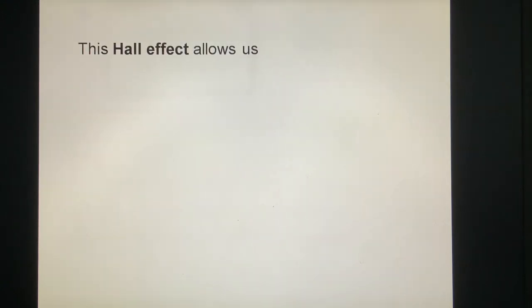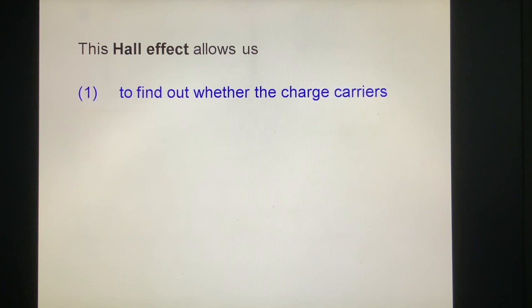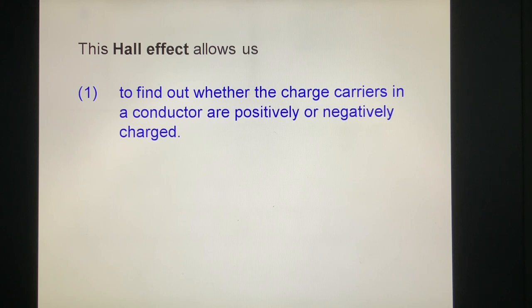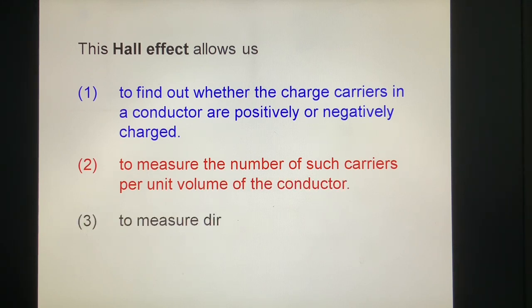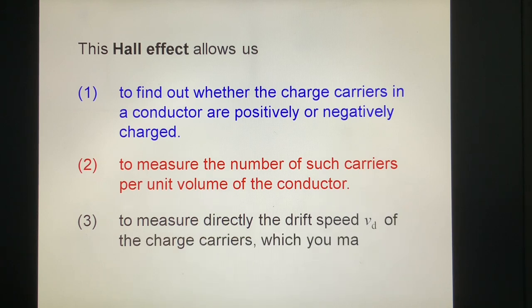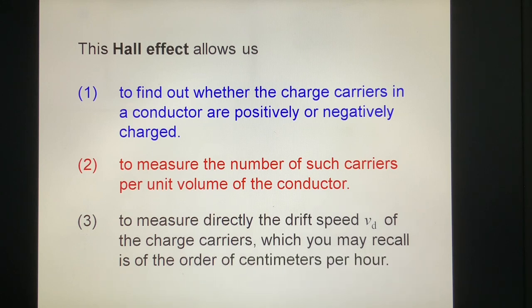This Hall effect allowed us, one, to find out whether the charge carriers in the conductor are positively or negatively charged. Two, to measure the number of such carriers per unit volume of the conductor. Three, to measure directly the drift speed, V drift, of the charge carriers, which you might recall is of the order of centimeters per hour, slower than a snail.